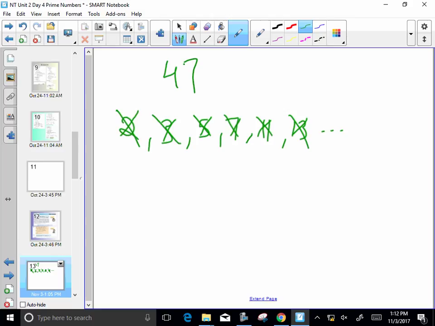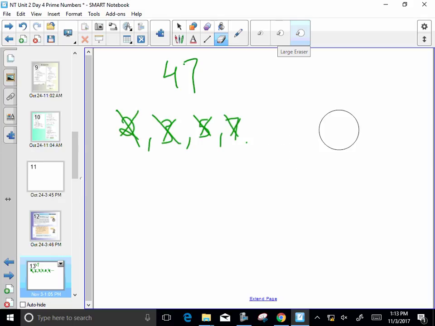Not half. Why do you say square root? Because anything above the square root has to multiply with something below the square root, or is it equal to? That's exactly right. So let's say we took the square root of 47. Would you, with your calculator, get around 6.8?